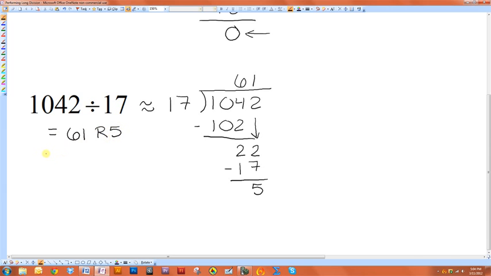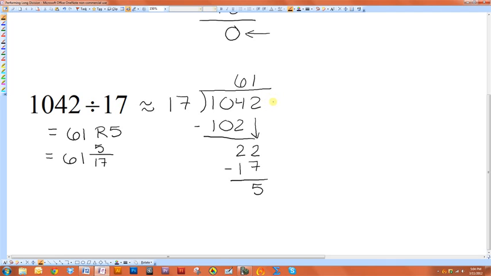Now you could also write it as a fraction, as 61, and you put the remainder in the numerator of the fraction, and then the denominator will be the 17. However, most people prefer decimal numbers, so we're going to write this as a decimal. Well, to do it as a decimal, you have to do a little bit more work, because notice we don't have any more digits here, so we're going to have to give ourselves digits.